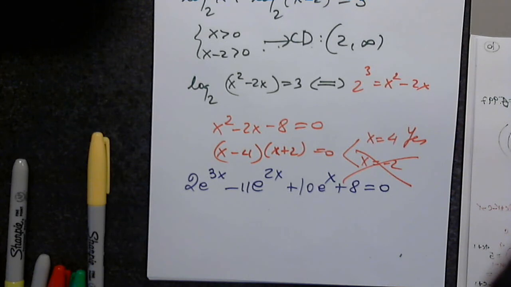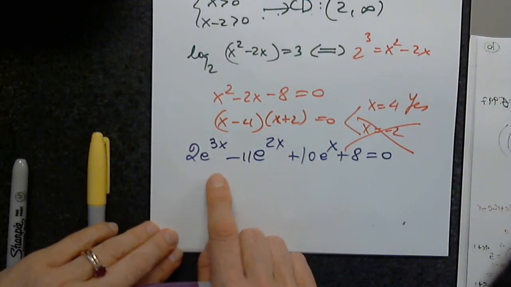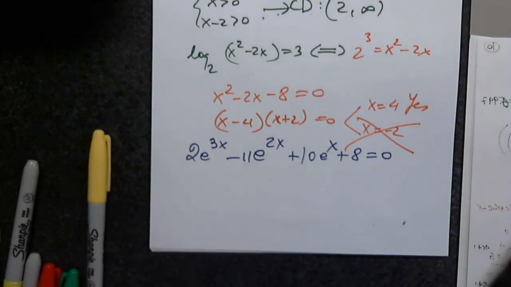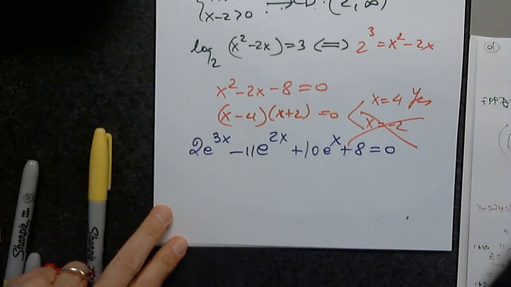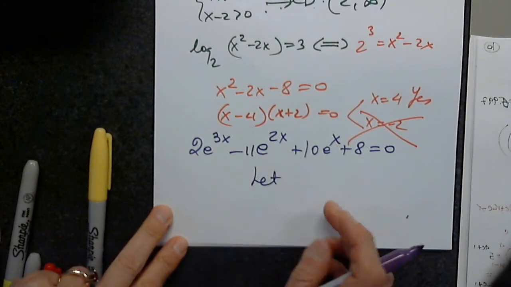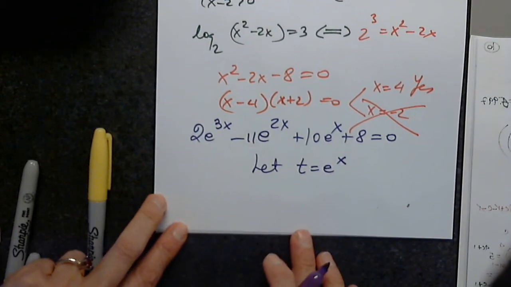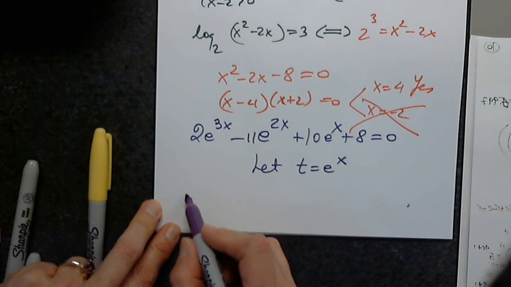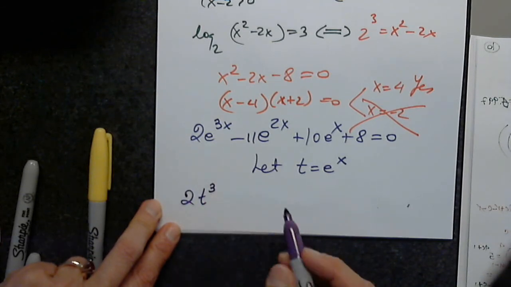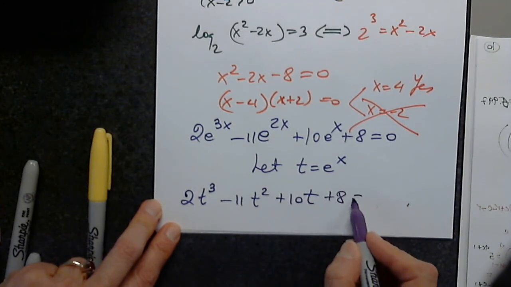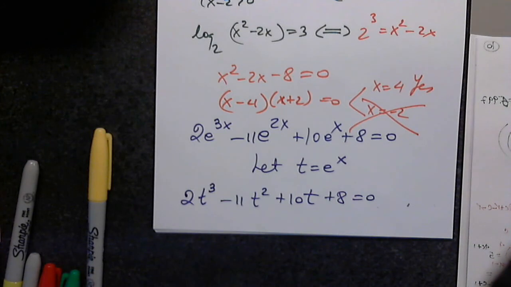Now I see the 2 and I see the negative 11, I see the 10 and I see the 8. So obviously, it may work, but it's not obvious. So the next thing that I would do is I will say, this e to the x bothers me. So I'm going to say let t be e to the x. And then I have 2t to the third, I hope you agree, minus 11t squared plus 10t plus 8 equals 0. E to the x can wait for me.